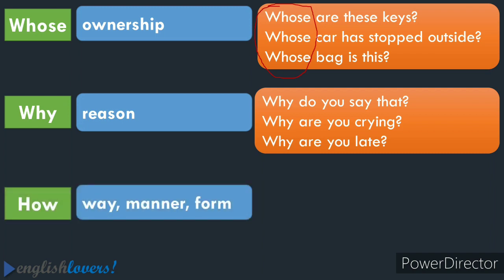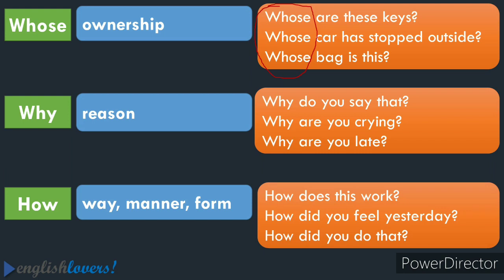Next is how. Now how answers the question way or manner or form. So if you want to know the way or the manner or the form, you use how in question words. See, how does this work? So you want to know exactly the way it works. So the speaker wants to know the way. So he will use how as the WH question word.